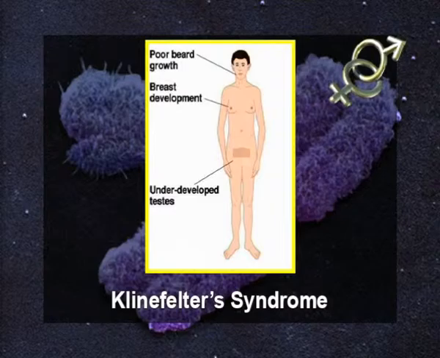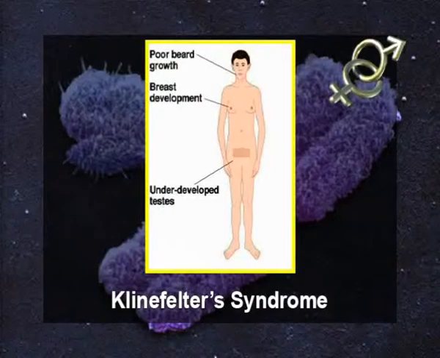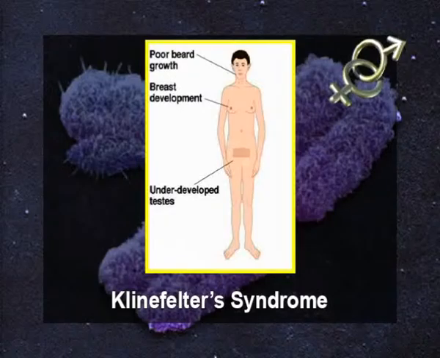Number 1 is Klinefelter syndrome. Klinefelter syndrome is caused by the presence of one or more extra copies of the X chromosome in males. Extra genetic material from the X chromosome interferes with male sexual development, preventing the testicles from functioning normally and reducing the levels of testosterone.